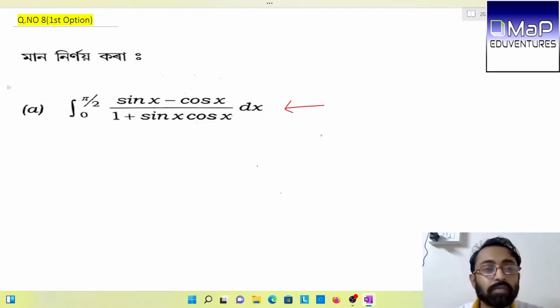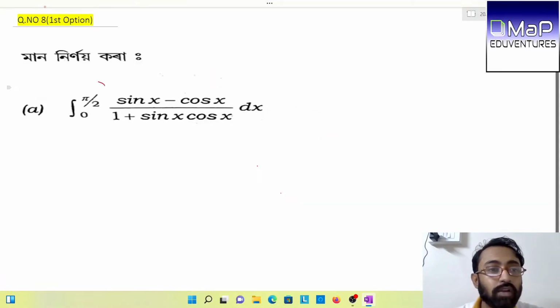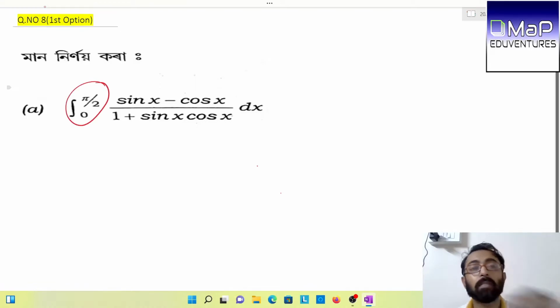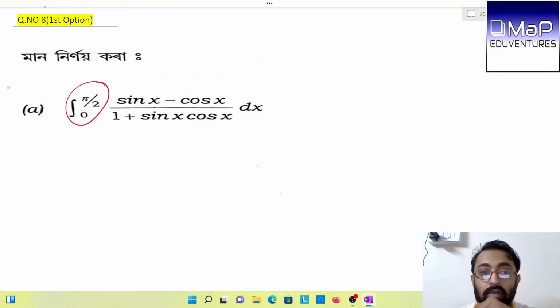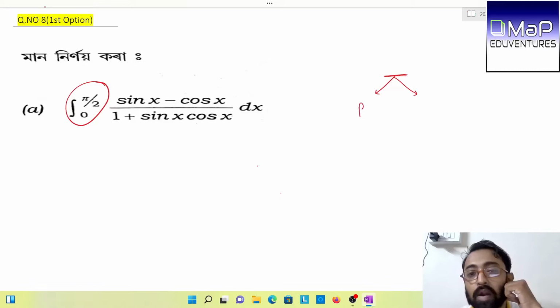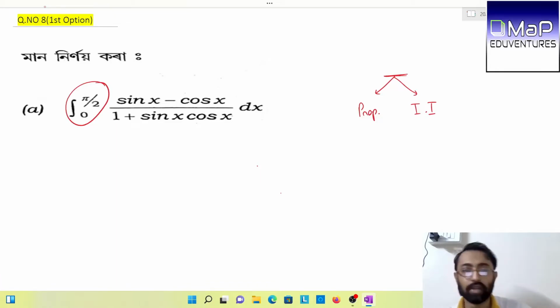So here we first of all observe that the integration is in the 0 to a form. Now we should go through the property. At this stage a student can take two directions: whether to go for the property or for the indefinite integral, which is the method I was using previously. Now to know whether to use the property or not, there is a simple trick.